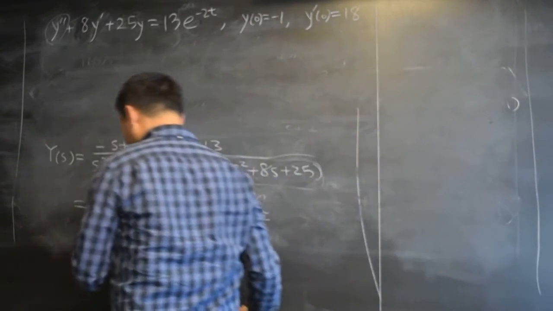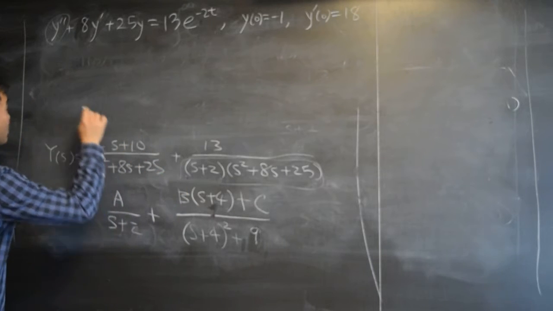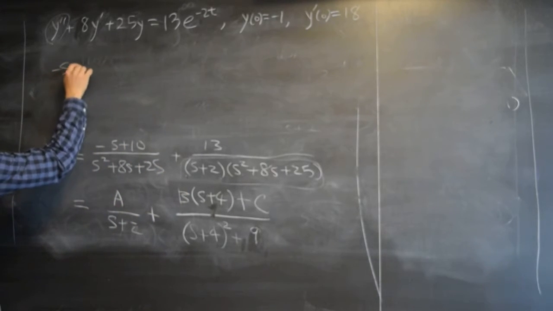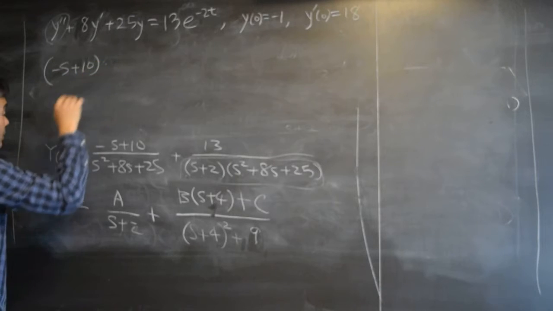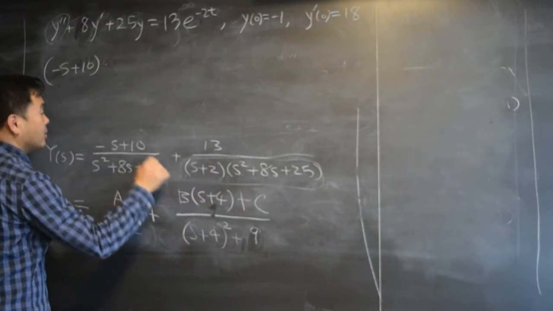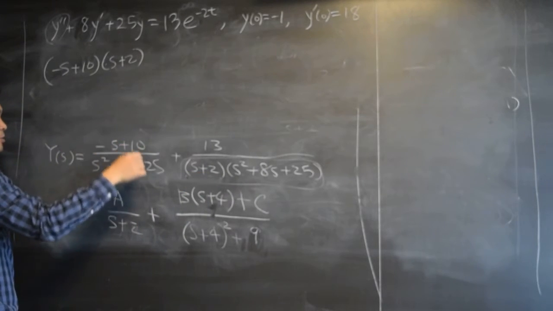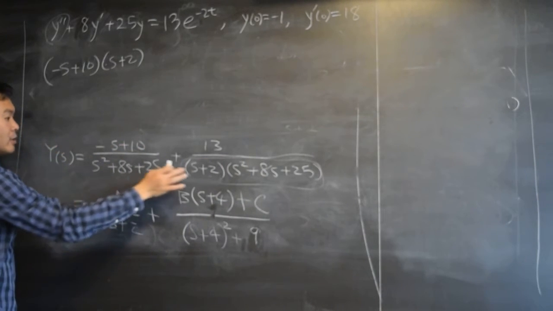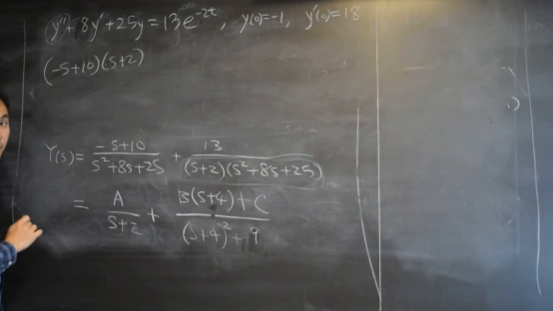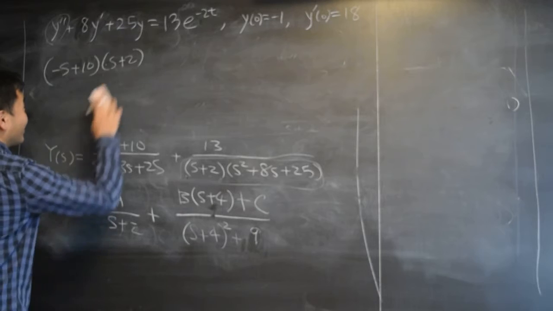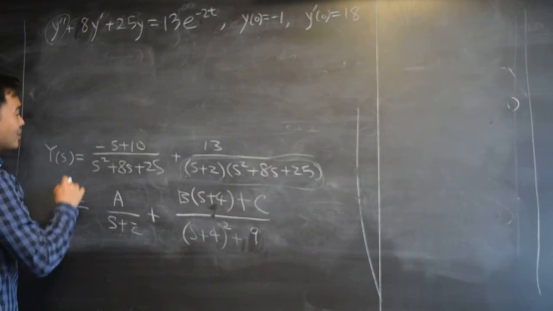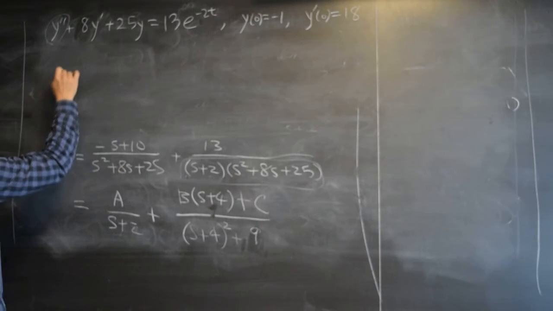Okay. On the left side, in this one, if I multiply this, what would I get? Negative s plus 10 times s plus 2. Because when you multiply to this fraction, that part will go away, leaving you with s plus 2. Is that good? No? Not good? All right. Maybe rewrite the whole thing. Yeah, I'll just rewrite everything.